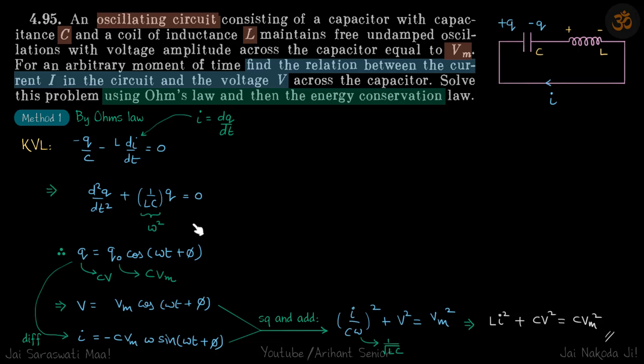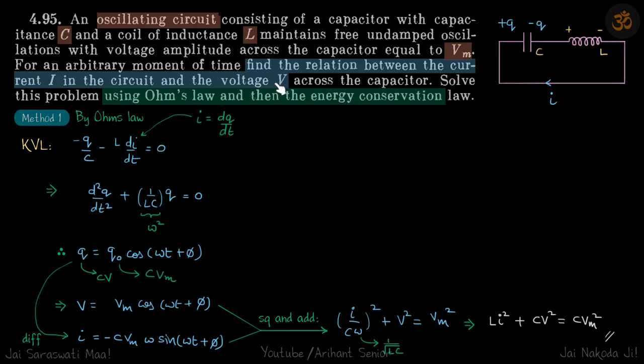So this is the equation of SHM. Charge will be varying in a harmonic fashion, and the frequency of those oscillations will be root 1 by LC. Therefore, the equation of harmonic variation of charge will be Q is equal to Q naught cos(omega t plus phi). We are taking a general phi because they have not given the initial condition.